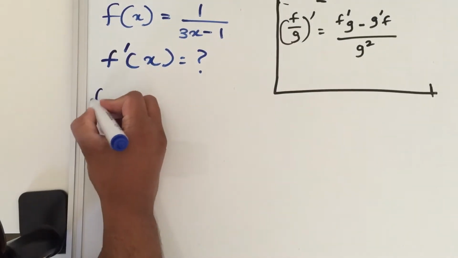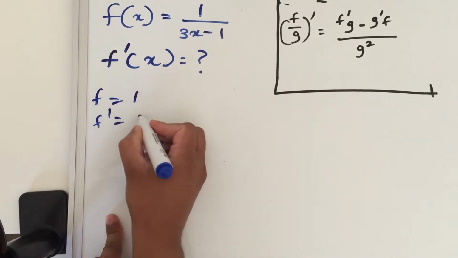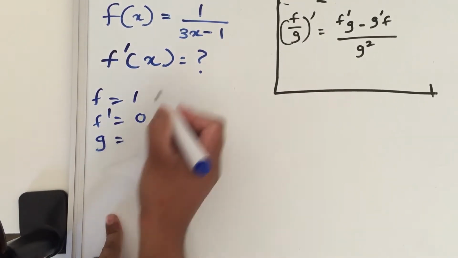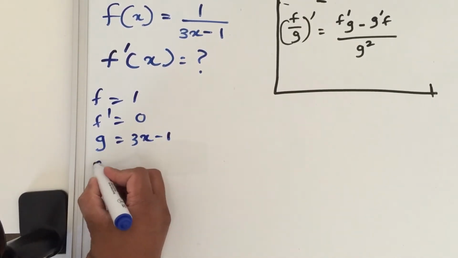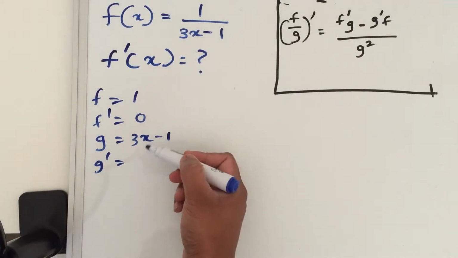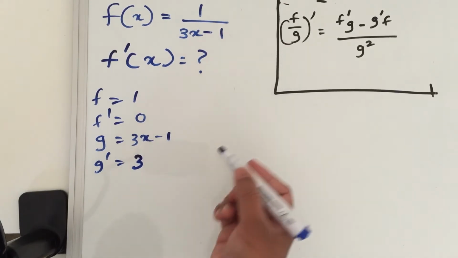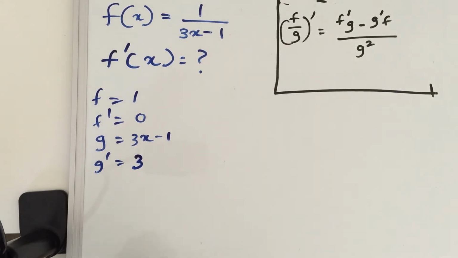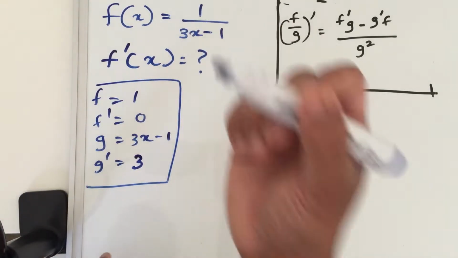So what is f in this fraction? It is 1. The derivative of a constant is 0. And what is g? It is 3x minus 1. What is the derivative of g here? The derivative of 3x is 3, and the derivative of minus 1 is 0. So the derivative of g is 3. Okay, let's apply all of this into this question.